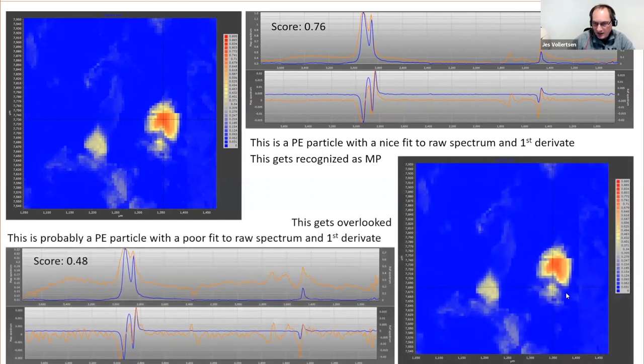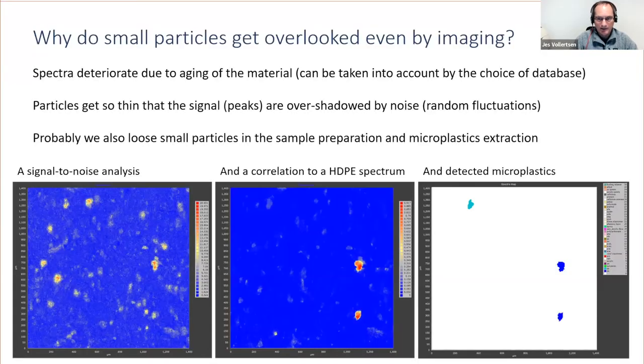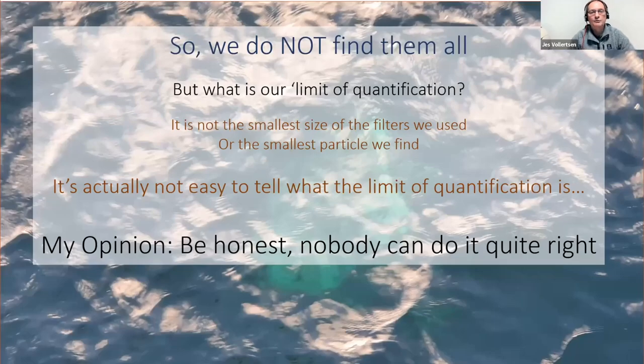But what about this one down here? Yeah, this is the same as this one. What about this one down here? It gets overlooked. Why? Because you can actually still see it's exactly the same material, it just has a poorer spectrum. So this would be ignored in the analysis because the correlation is poorer. So yeah, we clearly overlook particles also with this technique. So we do not find them all.